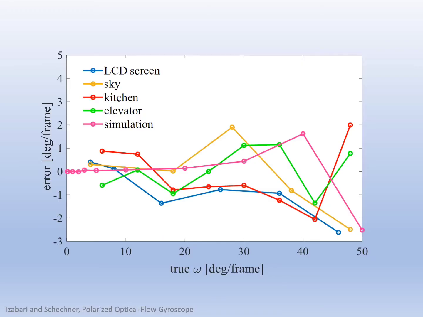For each scene, a series of different rotation angles was applied, and then each estimated individually. The error, as you can see, is less than 1 degree for rotation of less than 15 degrees, and less than 3 degrees for large angle rotations. We must ask, to what extent is this result due to polarization?